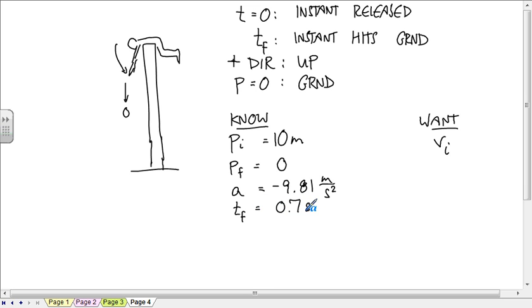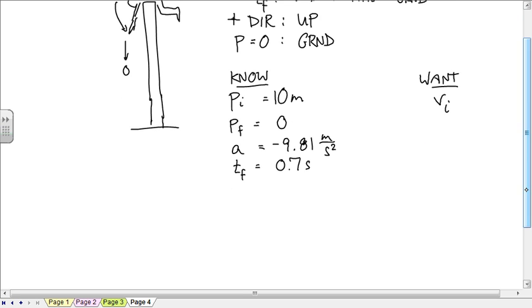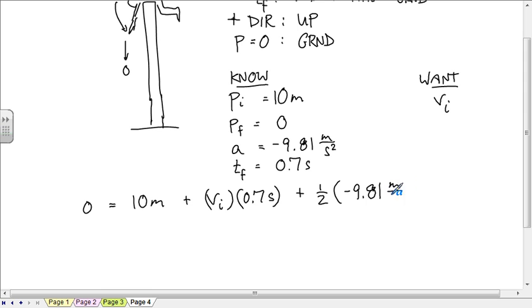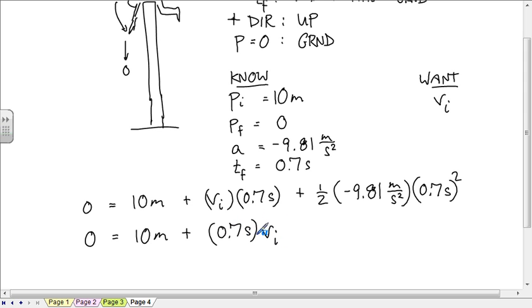Okay, so is there one of these three equations that has V initial in it and everything else in it is known? Second one again. So 0 is equal to 10 meters plus VI times 0.7 seconds plus 1/2 times the acceleration, negative 9.81 meters per second squared, times 0.7 seconds squared. So you get 0 is equal to 10 meters plus, well, 0.7 seconds times VI. That's what we're trying to solve for.